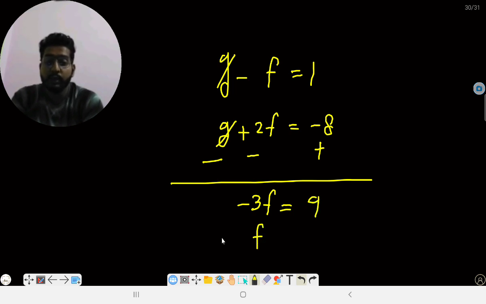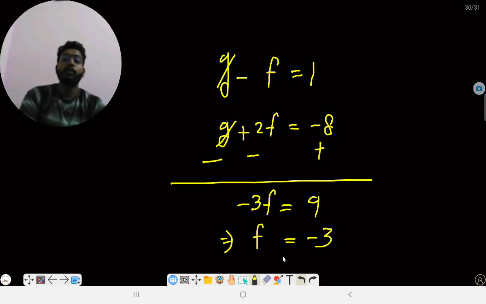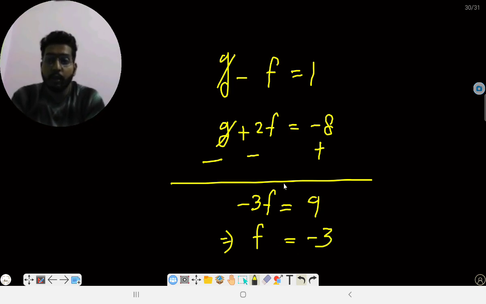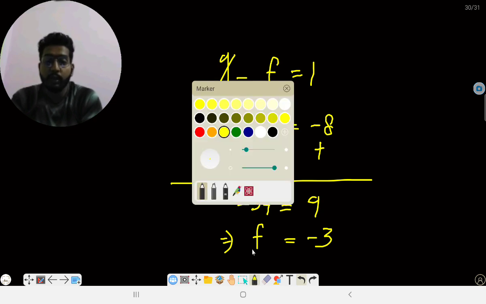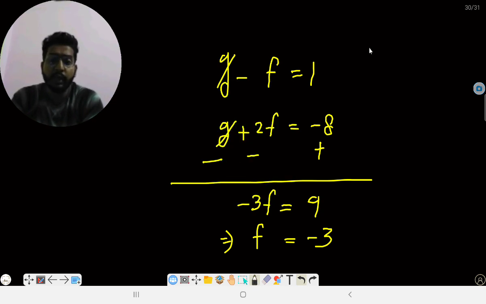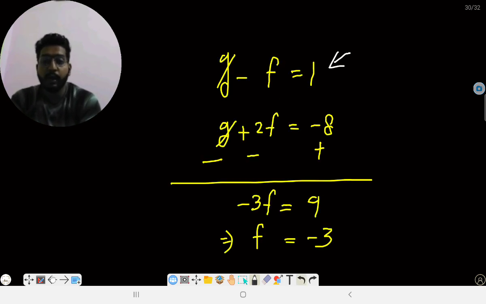So what is the value of f? The value of f is coming minus 3 here. Now put the value anywhere. I can put it here or in the next one. It looks easy: g minus f equals 1. I'm just putting the value of f here.